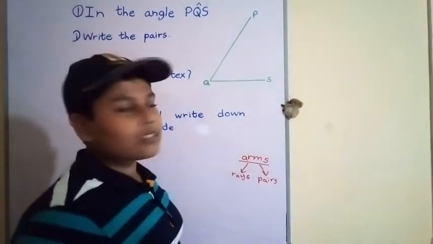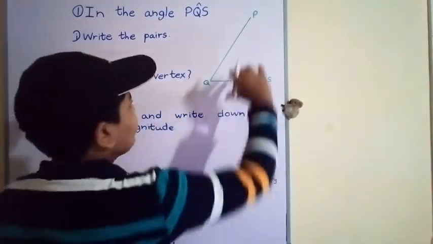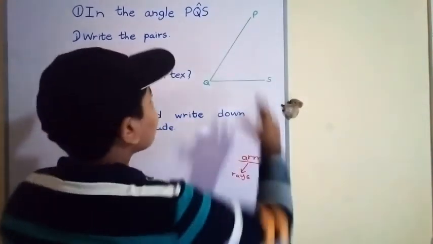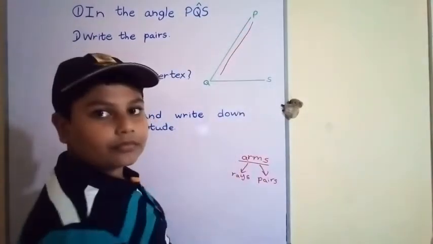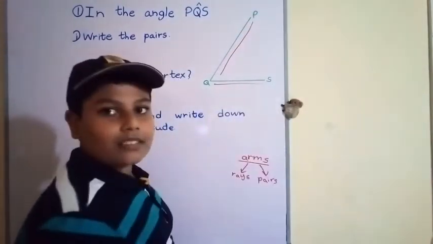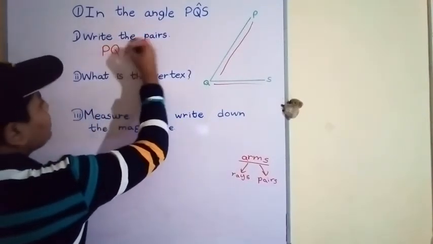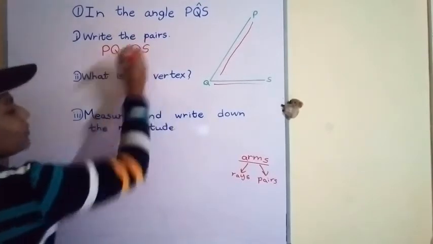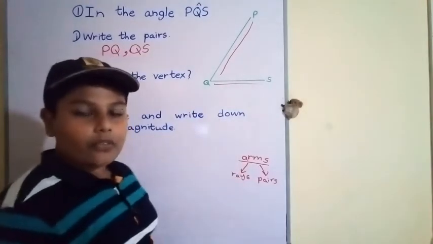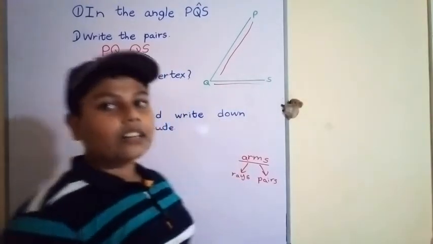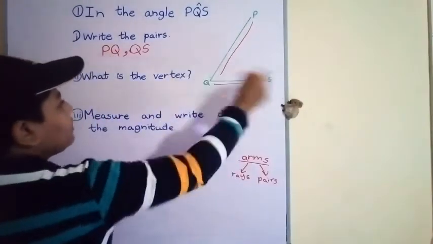So what are the pairs of arms? PQS is the full angle, and you want to get the pairs of arms. This arm is PQ and this arm is QS. You can write the two arms' names: PQ and QS. These are the two pairs of arms of the angle, PQ and QS in the angle PQS.